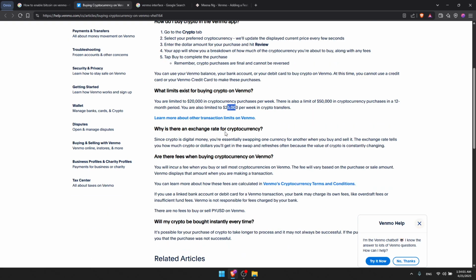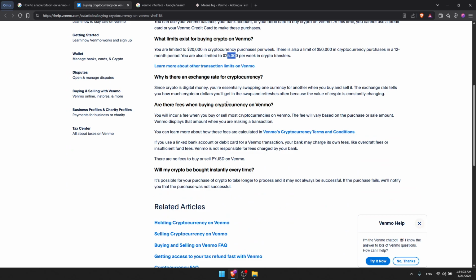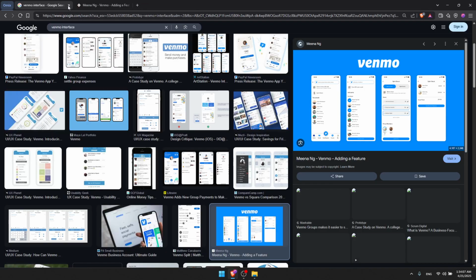So why is there an exchange rate for crypto, etc.? All of the information, if you want to read it, you can pause the video and read it on your own. So that's going to be it for this video.